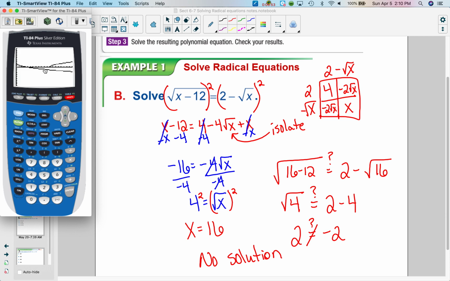So the one that you see right here that is going up, notice it's shifted 12 to the right. That's the left-hand side of my equation. The 2 minus the square root of x is the parent graph reflected over the x-axis, and then it's raised up 2. So that's what you see here. Notice they don't cross, they don't intersect, which illustrates that there's no solution. So that makes sense.